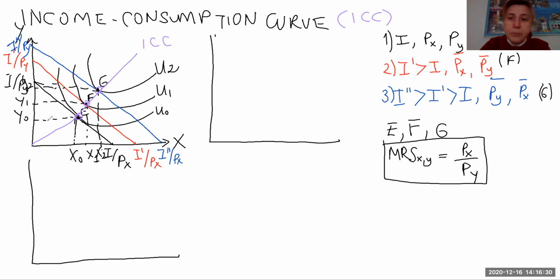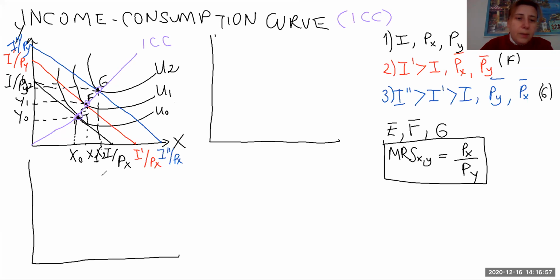So we can conclude that each point on the income consumption curve satisfies the marginal rate of substitution equal to price of x over price of y. So these are the possible choices of the consumers for the different income levels, we can conclude.